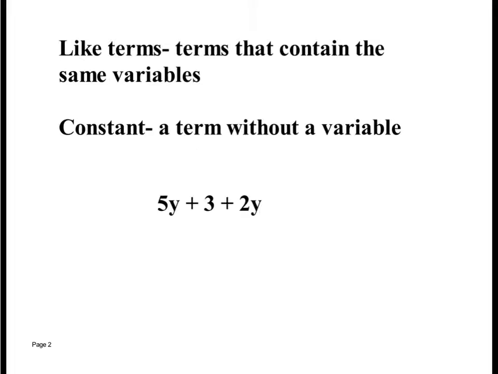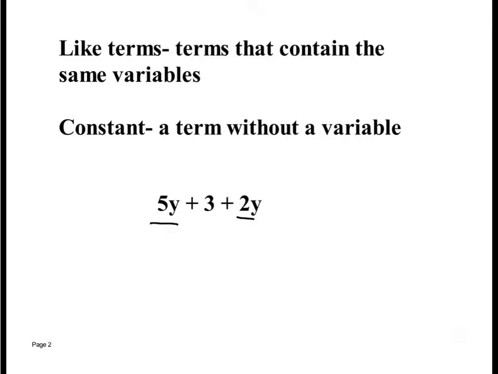Alright, write this down. These two definitions are like terms and constant. The definition of like terms is terms that contain the same variable. So what we look for is what has the exact same variable. It has to be exactly the same. It can't be that one has an exponent and one doesn't. It has to be exactly the same. So my like terms up here are 5y and 2y. What I usually do is underline them or give them a symbol to represent like terms. For this one, I would just do this. They have the exact same variable, so they are like terms. I identify them by just underlining them.